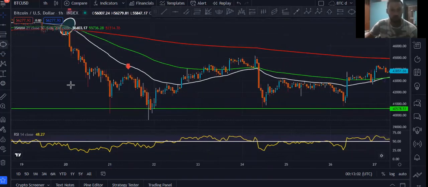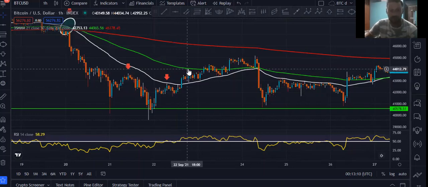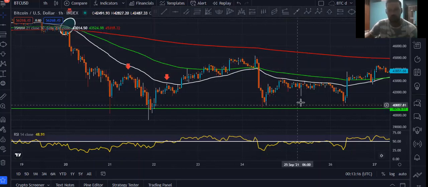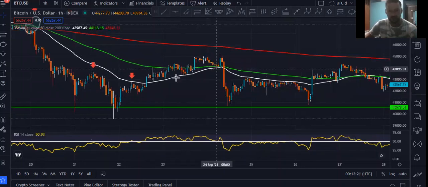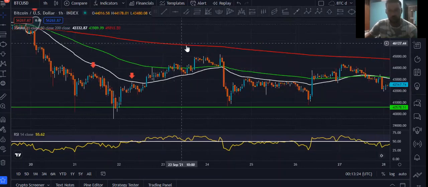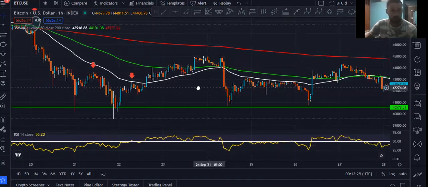We had one more entry point here where it's testing the 21 EMA until here, and after that it tested the 50 and kept going up, and one more time here, and it failed and went back down to support, as you can see here. So all this time when the lines are like this, you have the white down, you have the green, and on top you have a red one. RSI is down, you're entering in the short.